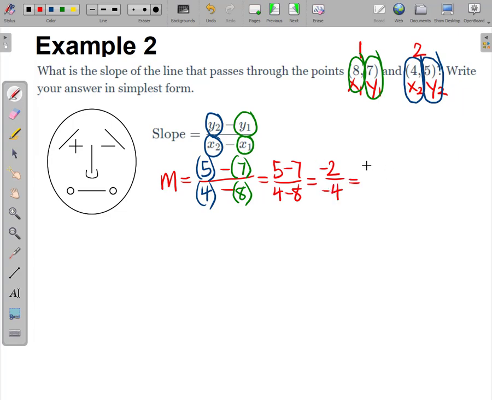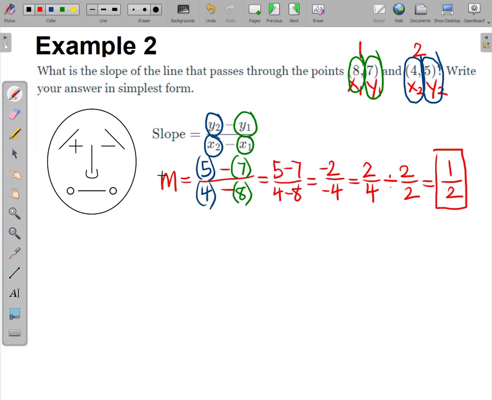First of all, a negative divided by a negative is a positive, so I'm going to make that 2 over 4. And then because they're both even, I can divide the numerator and denominator by 2. So 2 divided by 2 is 1, 4 divided by 2 is 2, and we find out our slope is 1/2.